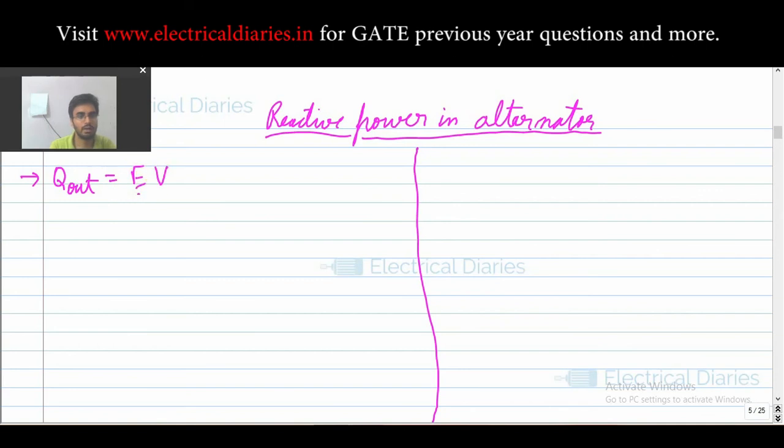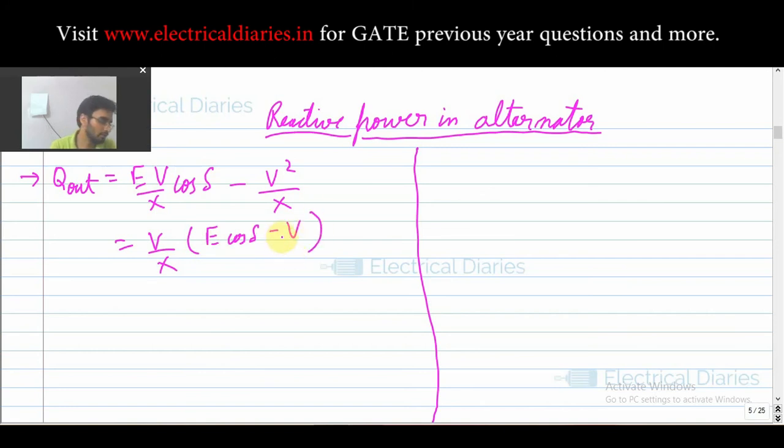It is EV by X cos delta minus V square by X. You can also write it down as V by X times E cos delta minus V.